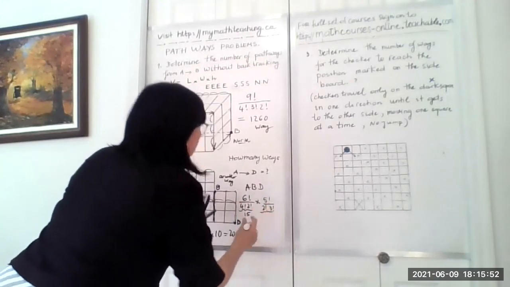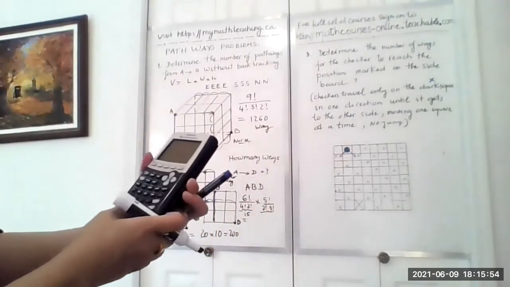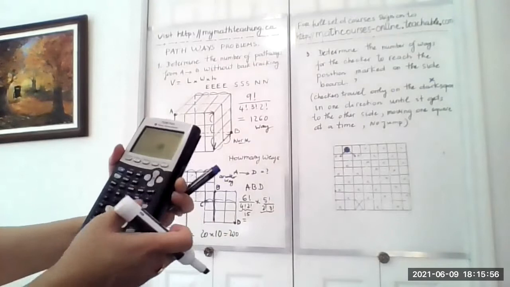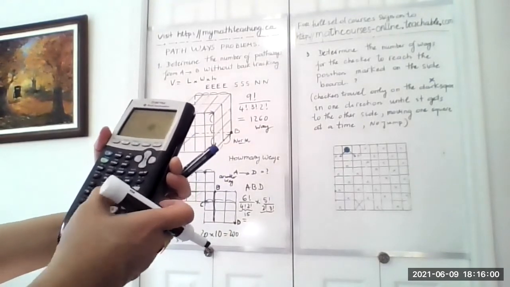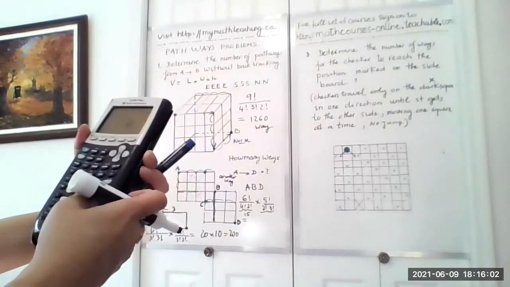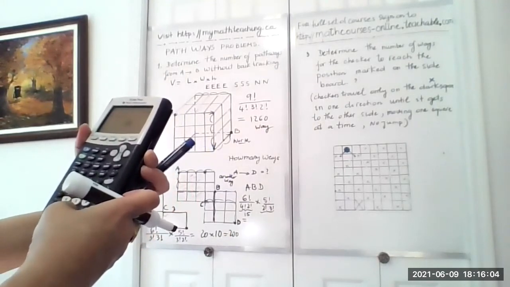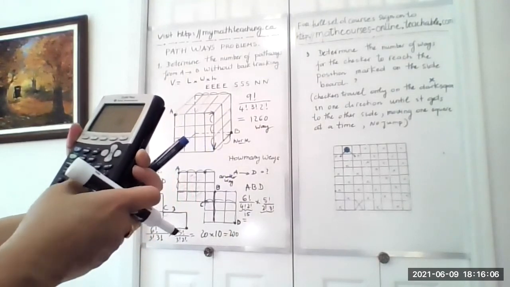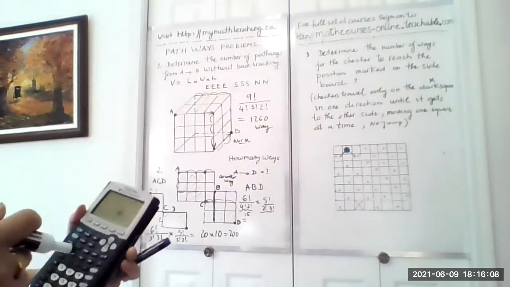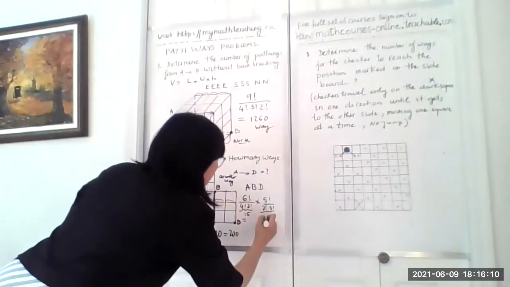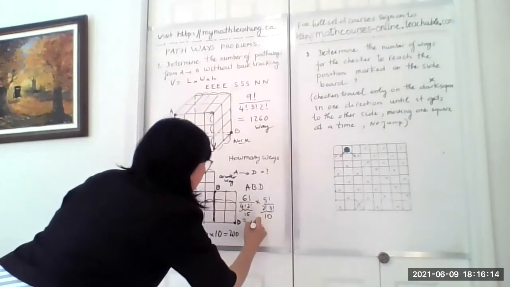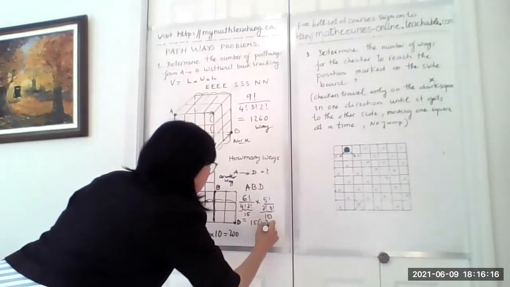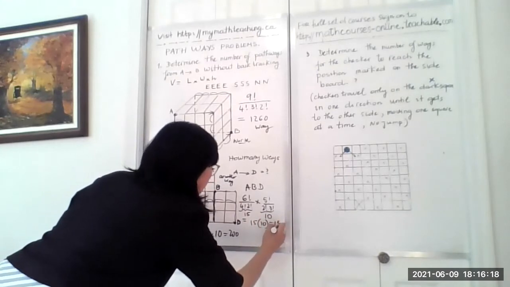And for this one, the answer will be 5 factorial divided by 3 times 2 times 2. So that will give you 10. So this times together will be 15 times 10, which is equal 150.